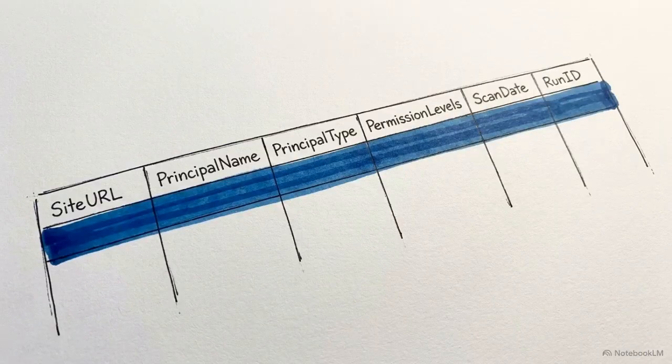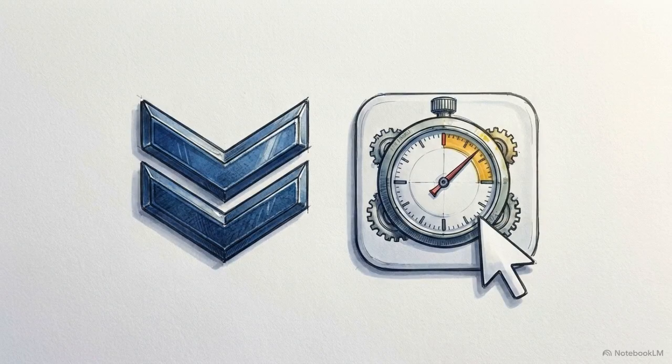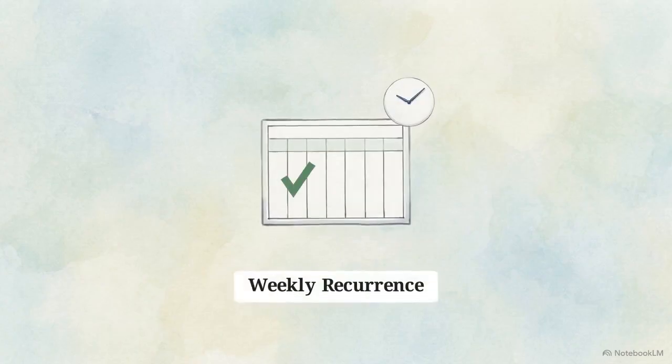Step 1 is building the destination. Create a new SharePoint list with specific text and choice columns: site URL, principal name, principal type, permission levels, scan date, and run ID. Next, open Power Automate and create a new scheduled cloud flow. Set the trigger to run on a weekly timer.